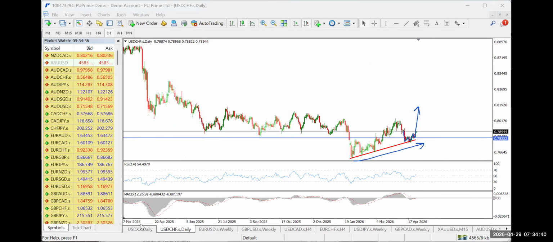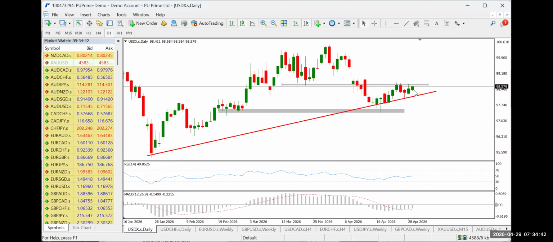But then we can't neglect the fact that there is a resistance on the dollar index. Except if price breaks above this region, we need to trade the dollar with caution. Otherwise, we should be looking actually at a reversal. So let's go back to the USD CHF.